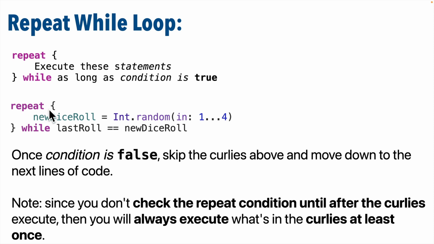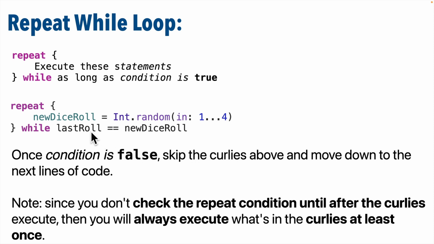With repeat while, we start with a repeat statement, but we don't check the Boolean condition until after the curlies. We have a while statement after the last curly. That's where the true-false condition is. Now, this loop repeats as long as the Boolean condition is true, just like a while loop, but the difference here is that you always execute the curlies at least once.